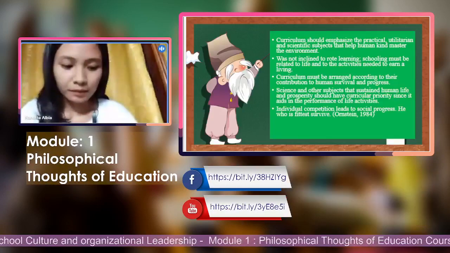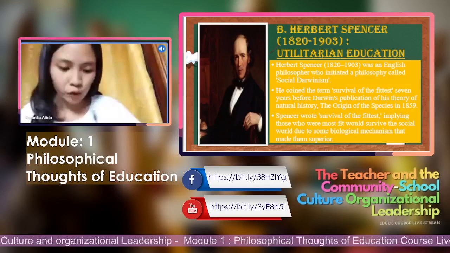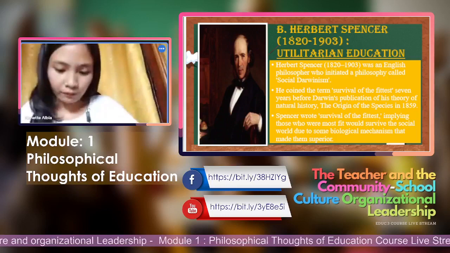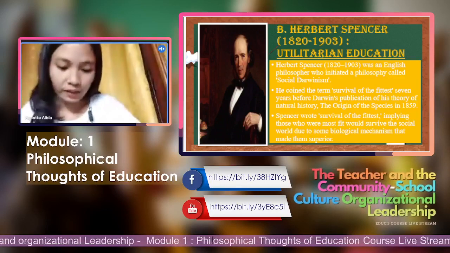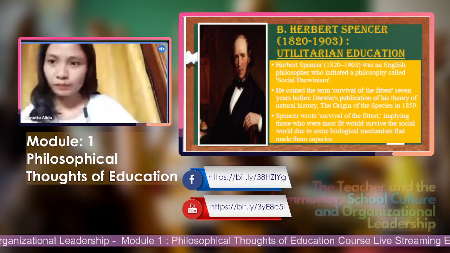The next is social development had taken place according to an evolutionary process by which simple homogeneous societies had evolved to more complex societal systems characterized with humanistic and classical education.